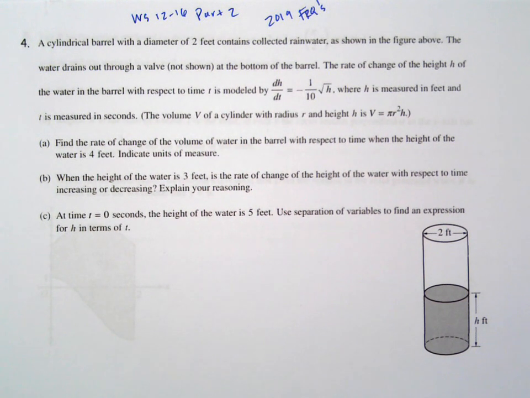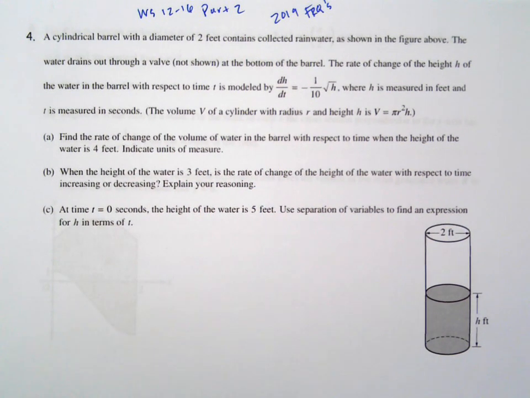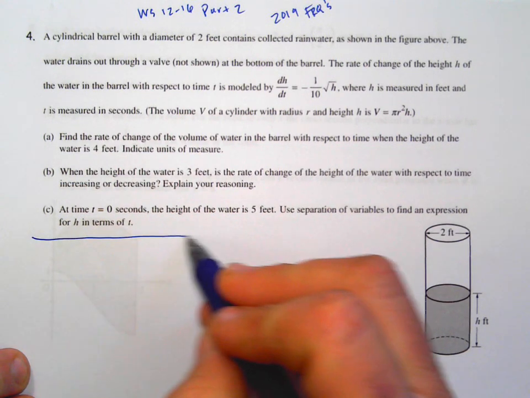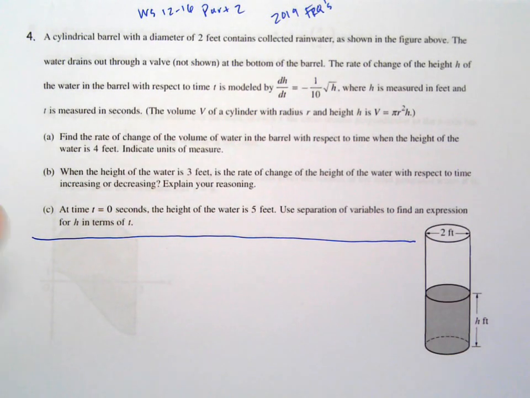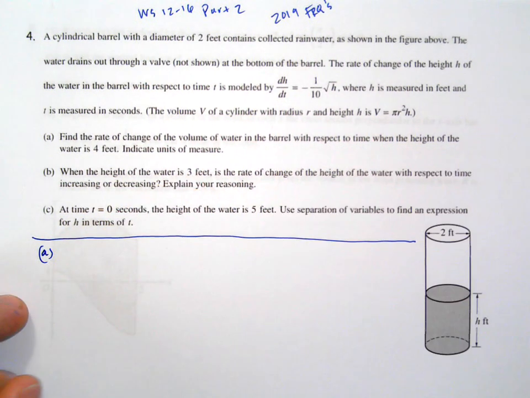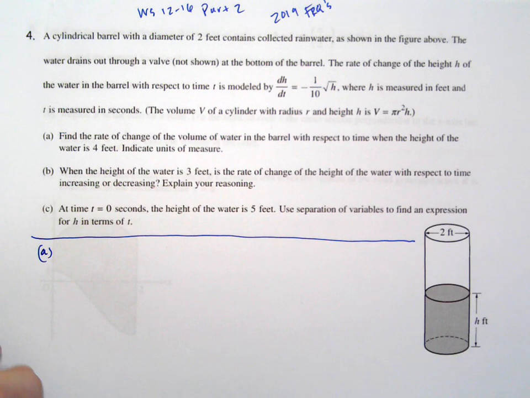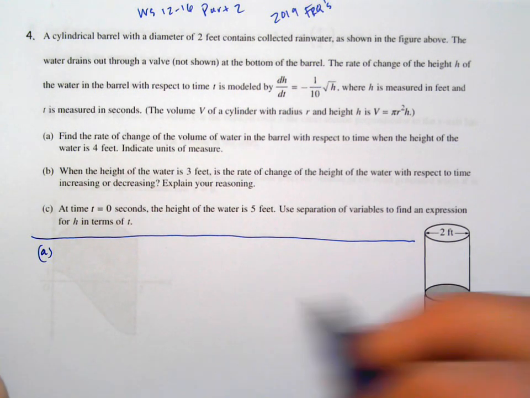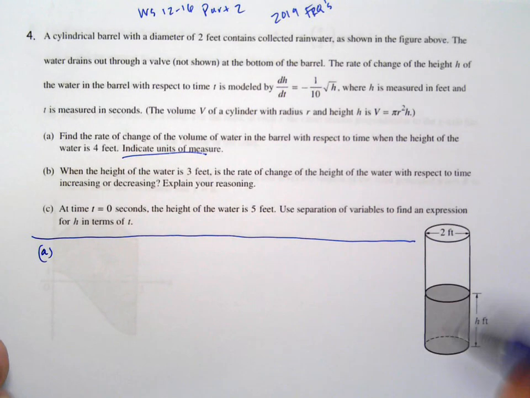So they give me a dh/dt, and then they give the volume of the cylinder, which should be easy. My first instinct is this feels like related rates. Probably not the whole thing, but it could be a rate model problem because we have things changing. Part A: find the rate of change of the volume of the water in the barrel with respect to time when the height of the water is 4 feet. Indicate units of measure. Definitely always put units.